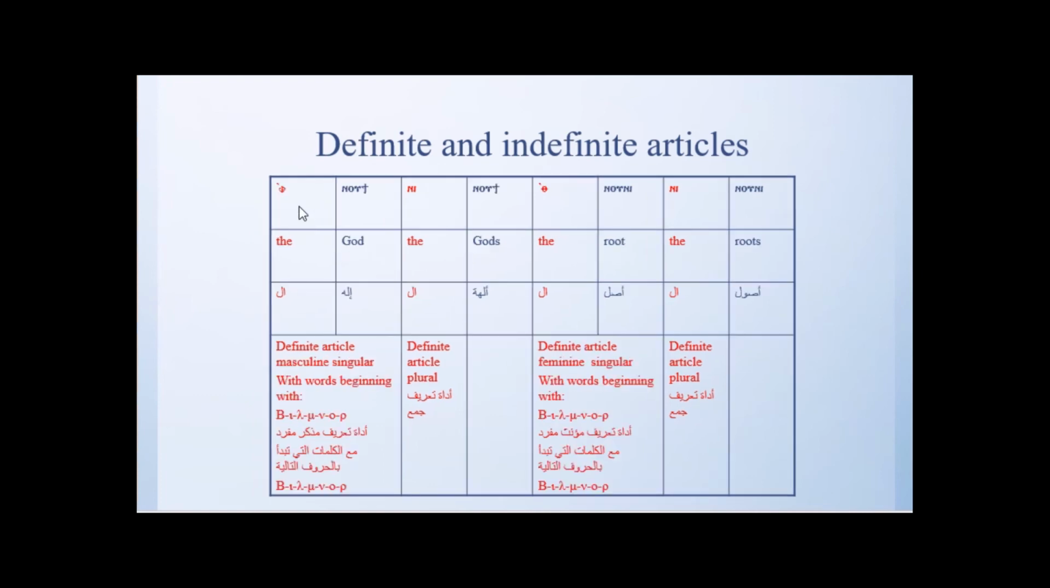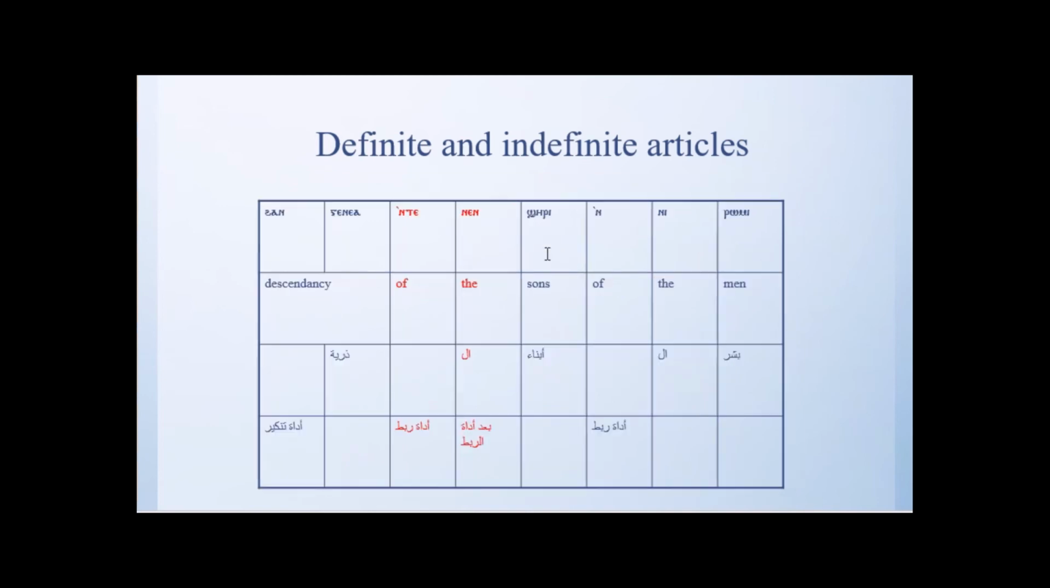Here's the case we talked about, if the word begins with one of the letters beta, iota, lambda, mi, ni, o, ro. In this case we turn the P into F. Fnouti means the god. Ninouti, the plural of it, the gods. And in the feminine, the T turns into S. Sounou, the root. Ninounou, the roots. And here is a case in which we talked about "of the": henjineya enti nenshiri enti niromi, descendancy of the sons of the men. Of the, we turned here the ni into nen.